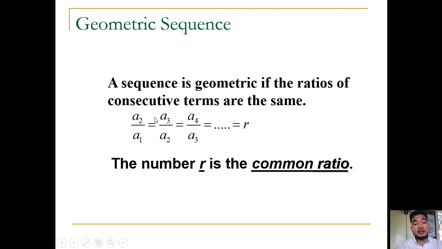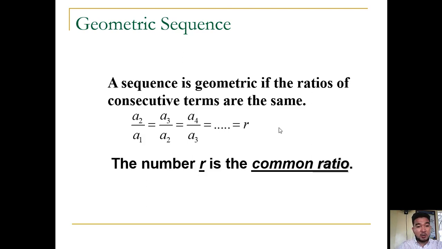Meaning, if you divide two consecutive terms in a geometric sequence, then you will be getting the same number, which is the common ratio of the geometric sequence. Kapag hindi yun nangyari, na magkakaiba yung makukuha ninyo na quotient upon dividing the two consecutive terms, then that number pattern is not an example of geometric sequence. Once again, the number r is the common ratio.